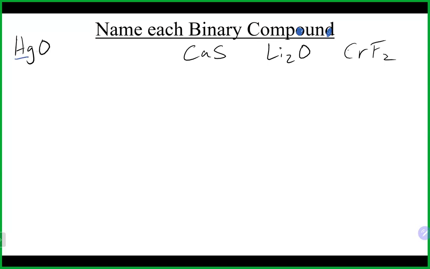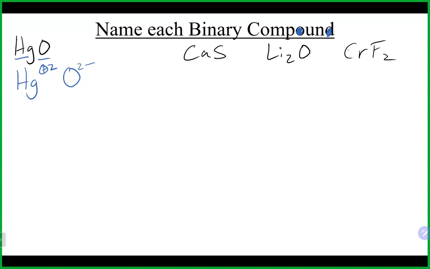Hg is mercury, which is a metal. Oxygen is obviously a non-metal. So as we saw earlier, mercury is a transition metal, so we don't know the charge. And oxygen here is obviously group number 6, which means it has a -2 charge. We do know that the charge then on the mercury should be +2.